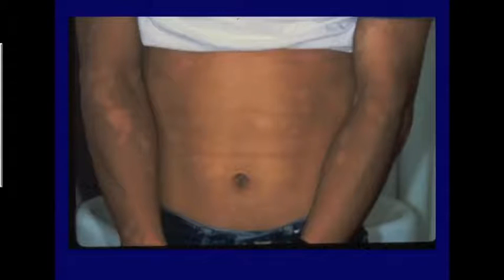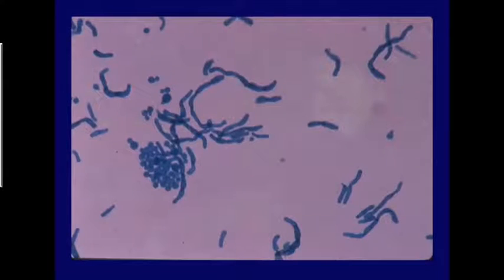And tinea versicolor, again, is another prime example of why the KOH is very, very important. Here you have a patient with hypopigmented lesions with scale. You scrape that, and what you're going to see is the so-called spaghetti and meatballs. You're going to see a lot of broken up hyphae seen here, but you're also going to see spores. So here is the spaghetti and meatballs. You can see the meatballs on the left-hand side, and the broken up hyphal elements will really help you establish a diagnosis.